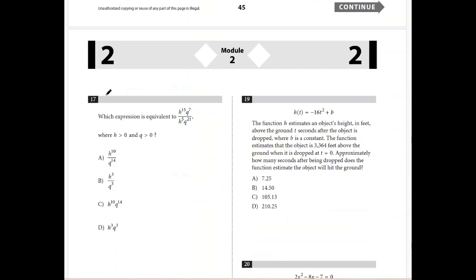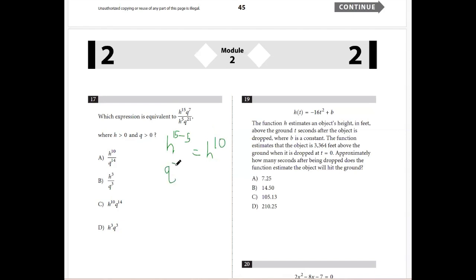Okay, 17, which expression is equivalent to this? So if I have the same variable and exponents in a fraction form, all you've got to do is subtract. So h to the power of 15 minus 5 is equal to h to the power of 10.